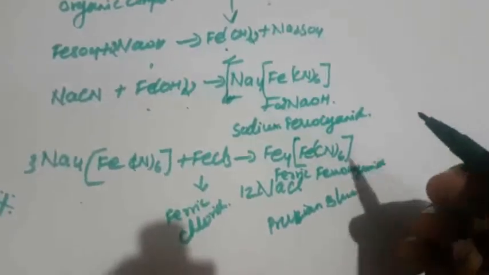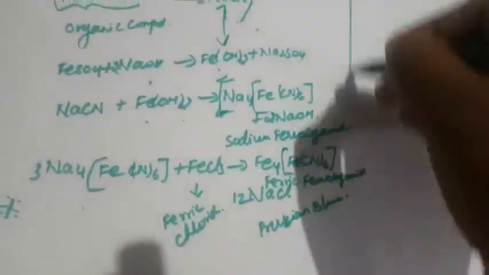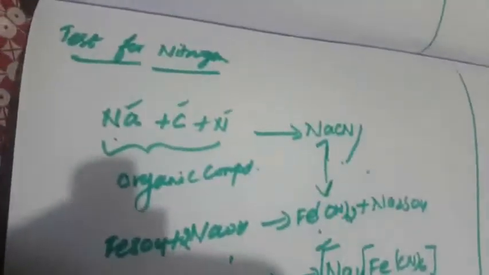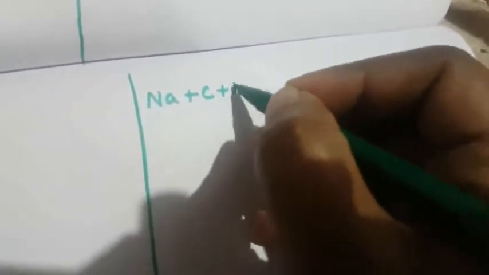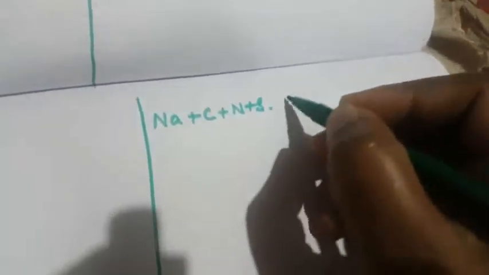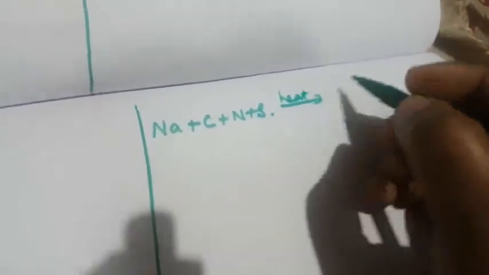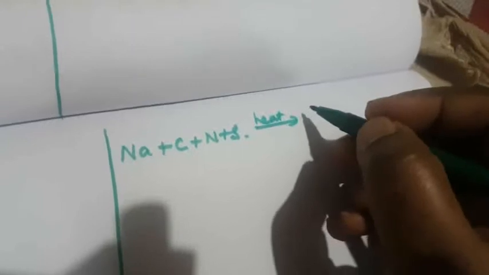So this is another one. This is the test for nitrogen. In case both nitrogen and sulfur are present in the compound, so this is only carbon and nitrogen. Now we are mixing nitrogen along with the sulfur. So what reaction takes place? Sodium, carbon, nitrogen and sulfur, we are heating. What will happen? Sodium sulfocyanide will be formed.